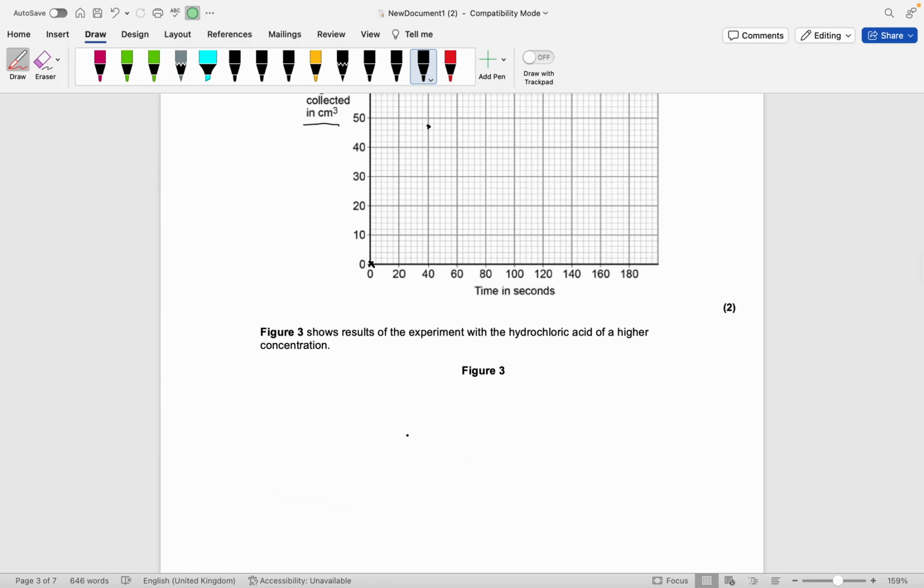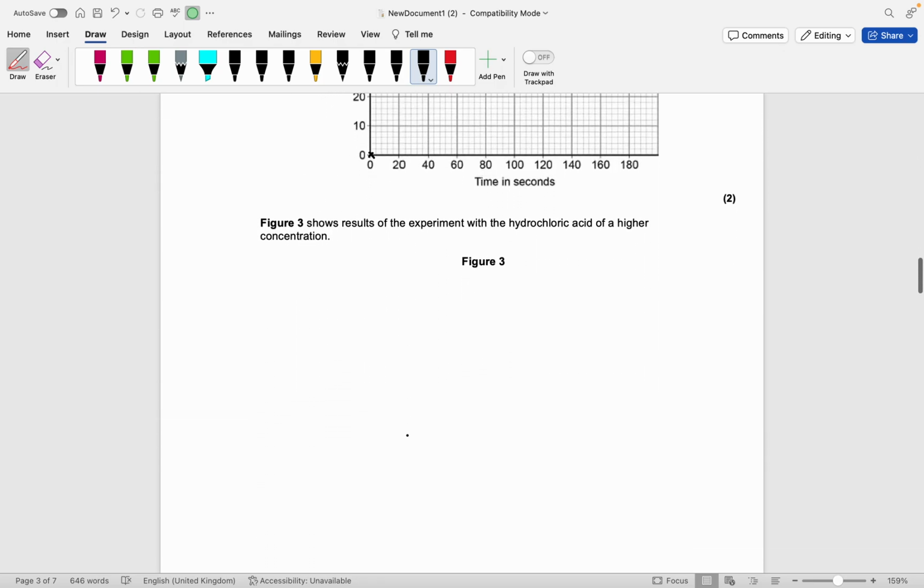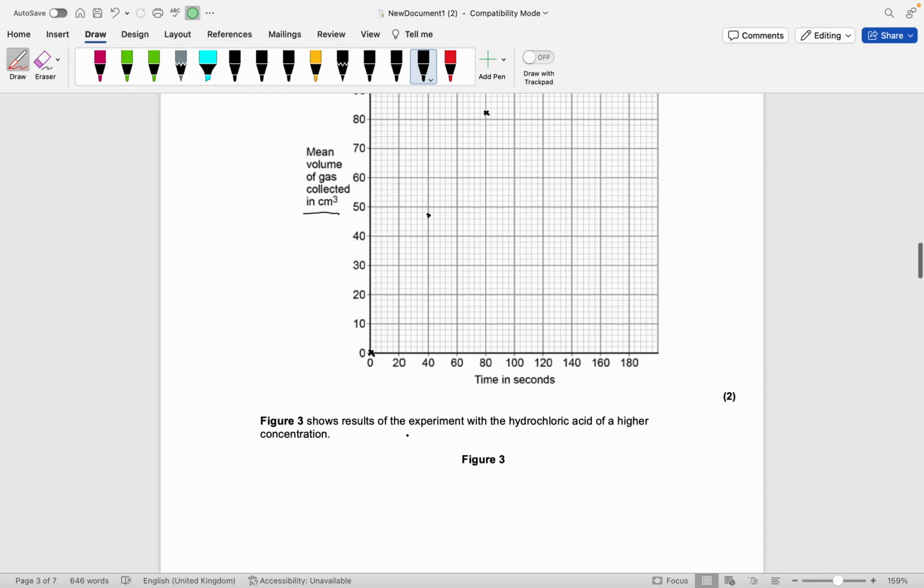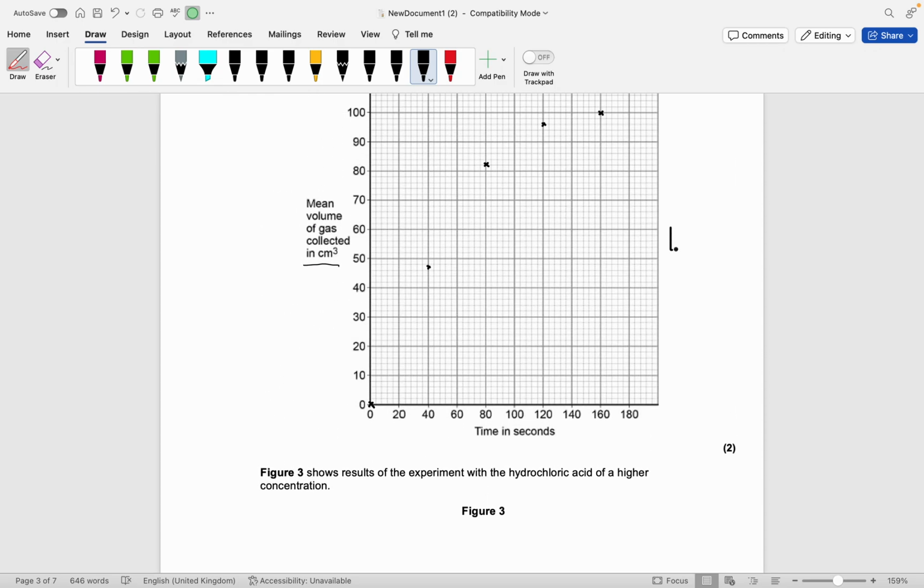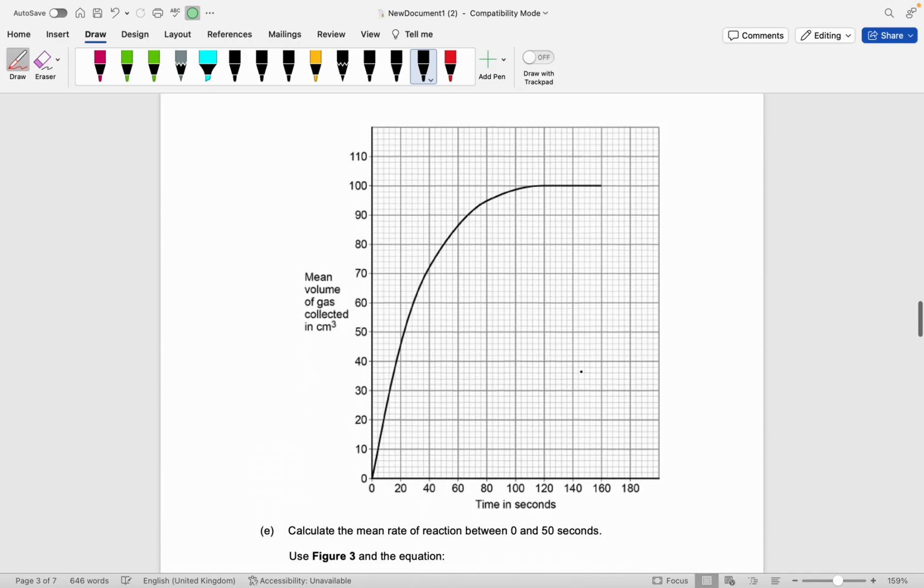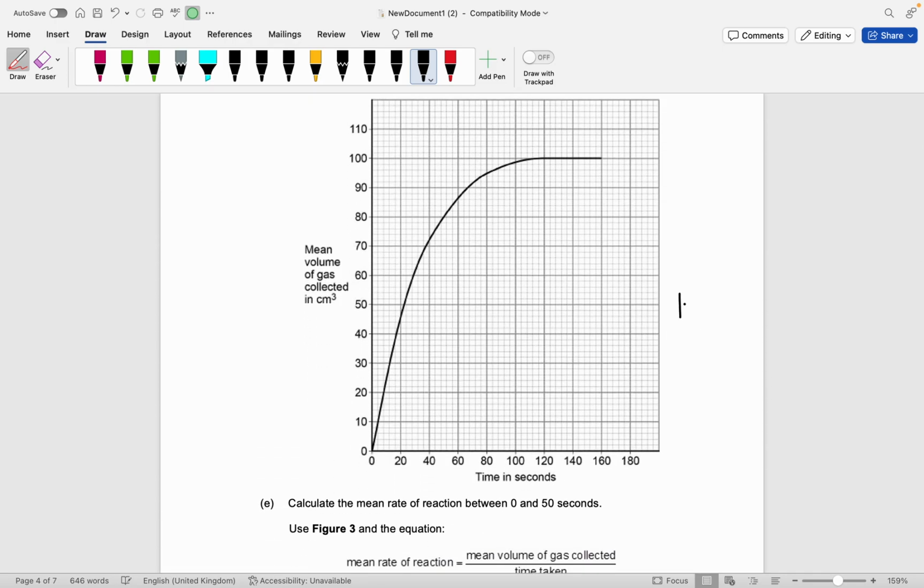Okay. Figure 3 shows the results of an experiment with hydrochloric acid of a higher concentration. So I'm just going to write here, this is our low concentration, just so I remember. This is low. And it says that this one is high. So let's have a look. High. Okay. High concentration.